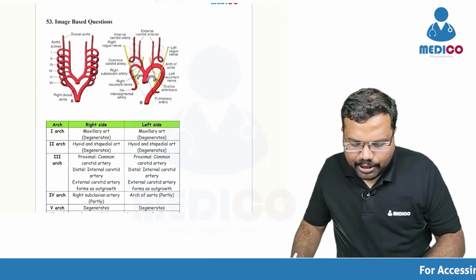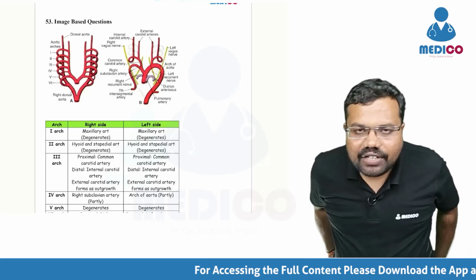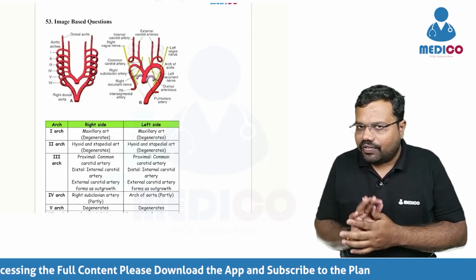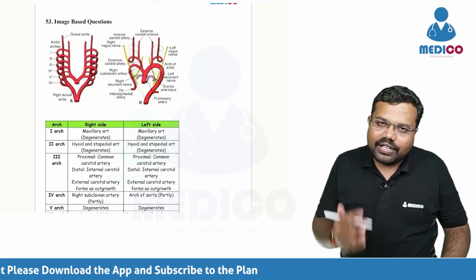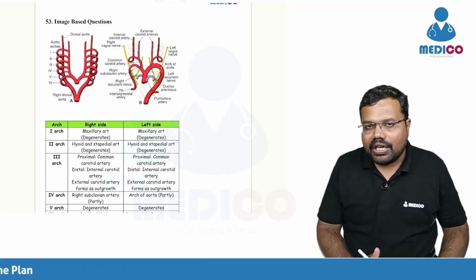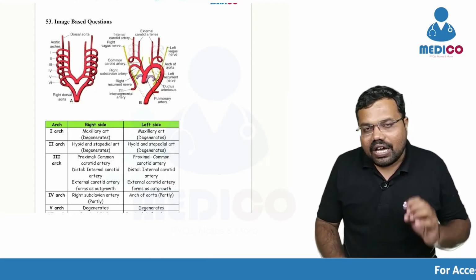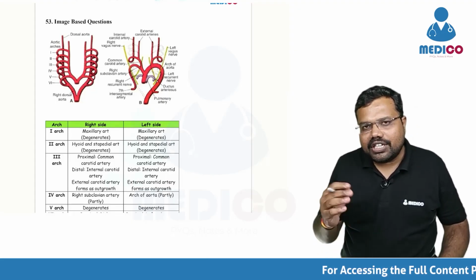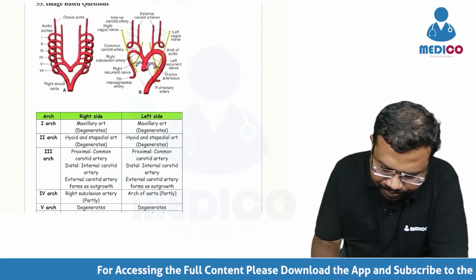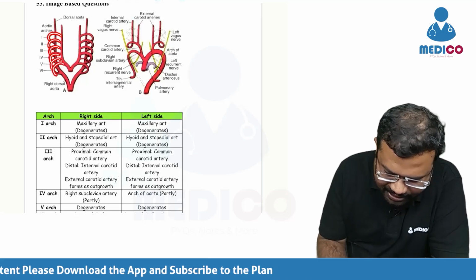Next part, image based questions regarding the pharyngeal arch arteries. When we discussed the pharyngeal arches today, the pharyngeal arches are 6 in number, in that the 5th will be degenerated. In the same way, in each arch one artery is present, and they are called the pharyngeal arch arteries. These pharyngeal arch arteries are also 6 in number because the pharyngeal arches are 6, out of which the 5th arch is degenerated, so the 5th arch artery is also degenerated. So you can see here first arch, second arch, third arch, fourth arch, 5th and 6th arches.